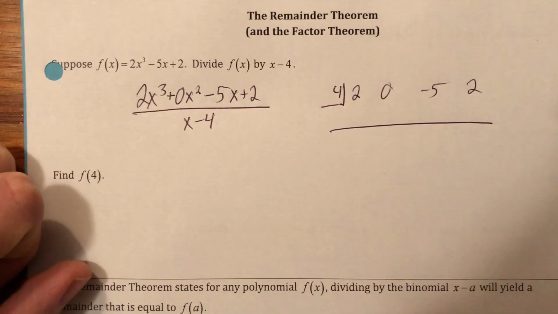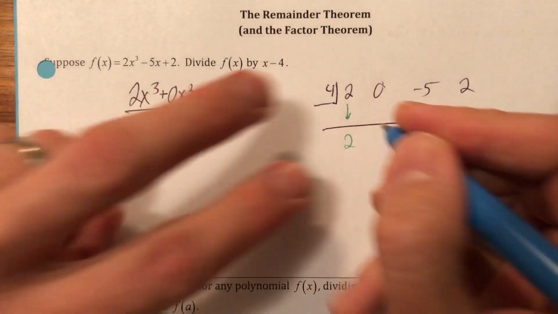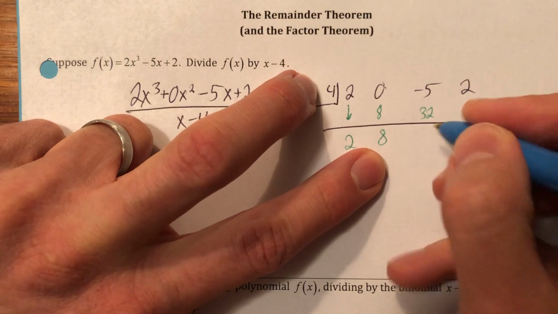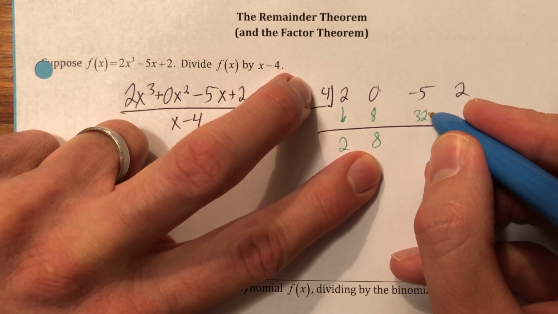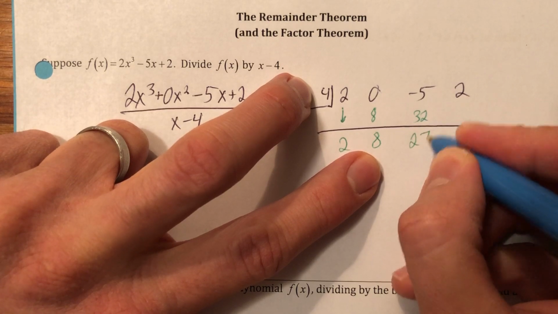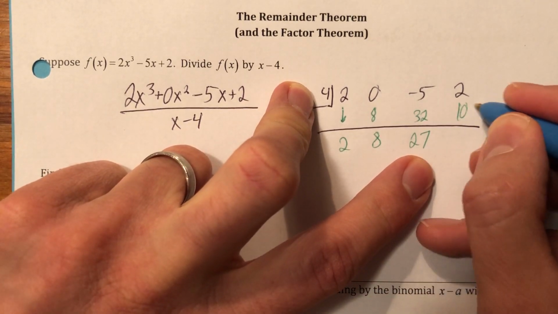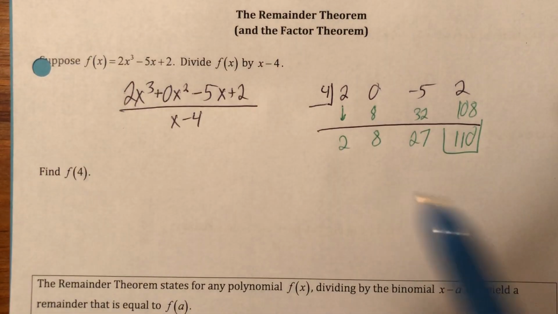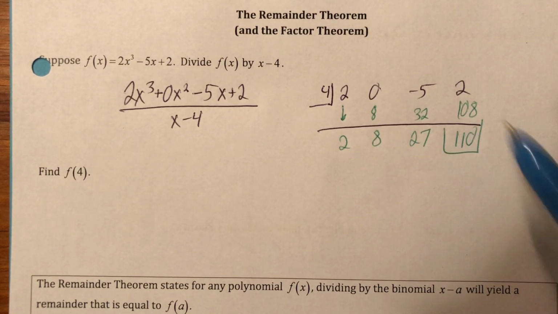This process starts to go really fast once you get the hang of it. So let's go quickly. 2 comes down, multiply, put it there, add, multiply, put it there, add. Usually when they get big like that, you know you're going to have a remainder. We put 27. Wow, long day. 4 times 27 is 108. 108 goes here. We have 110. I hope I didn't mess up anywhere. Let me check through it really quickly. 32, 27. Yep, we're good.